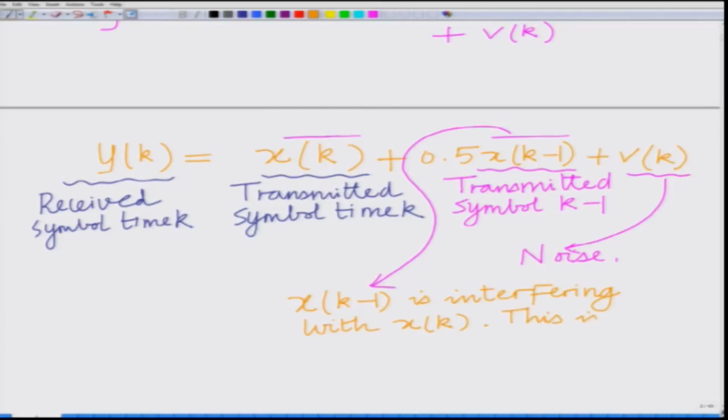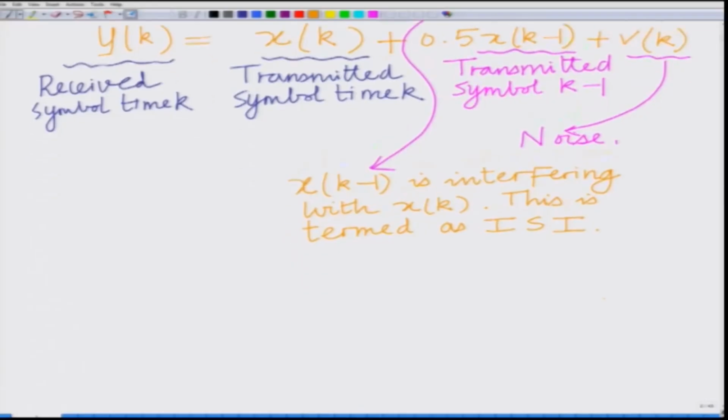This is termed as ISI or intersymbol interference. That is, in this wireless channel, we have Xk as well as Xk minus 1, the previous symbol, which is interfering with the current symbol Xk. This is termed as intersymbol interference, and the process of removal of this intersymbol interference is termed as equalization. So we perform equalization at the receiver to remove the effect of ISI.